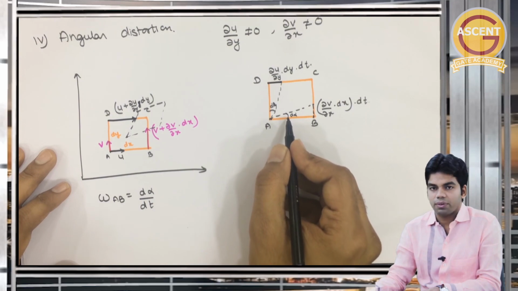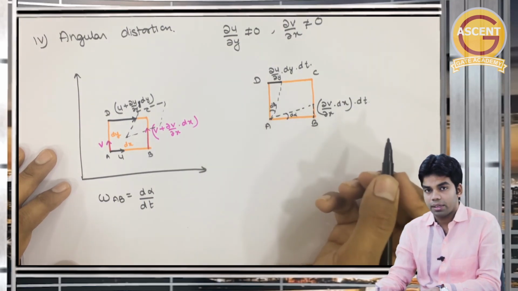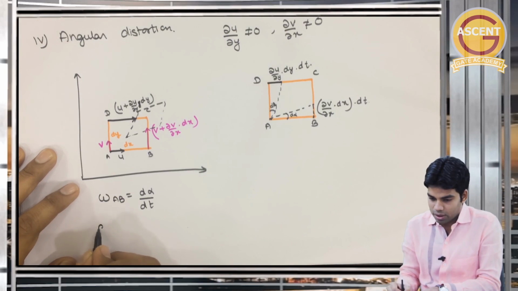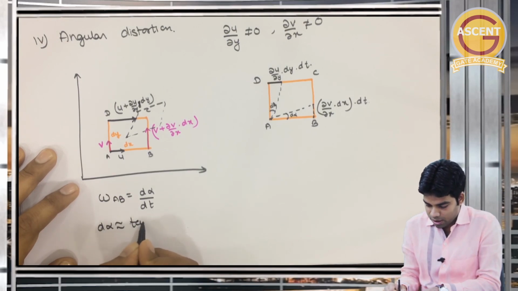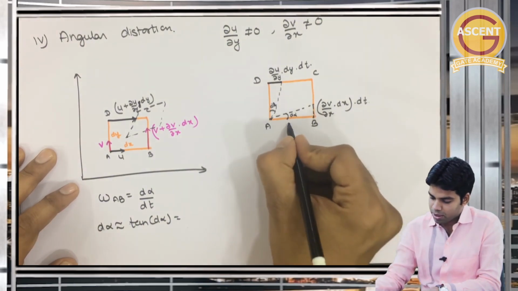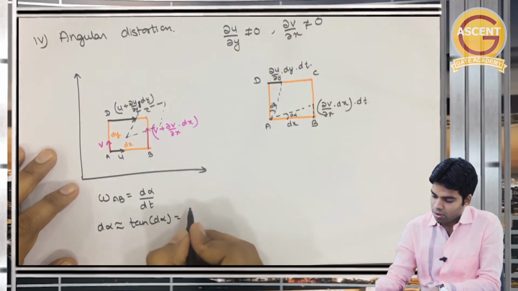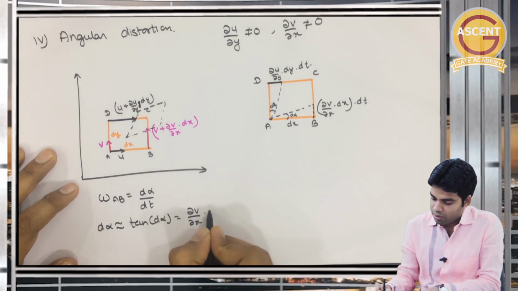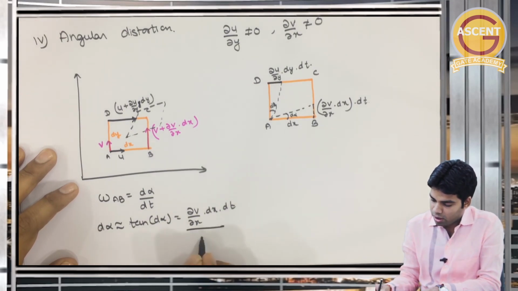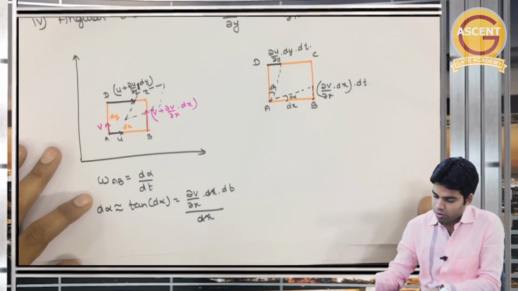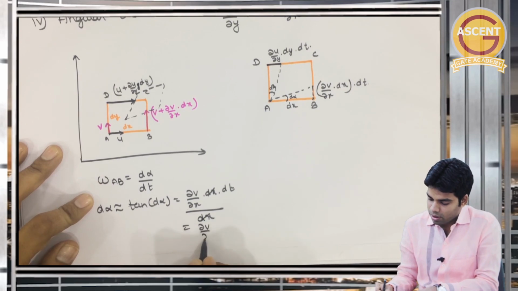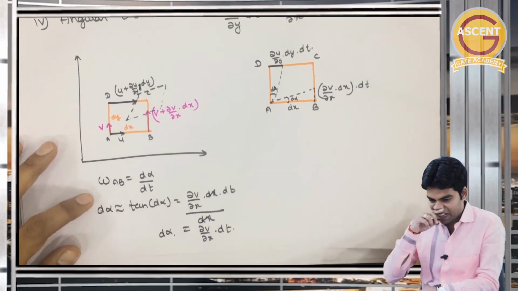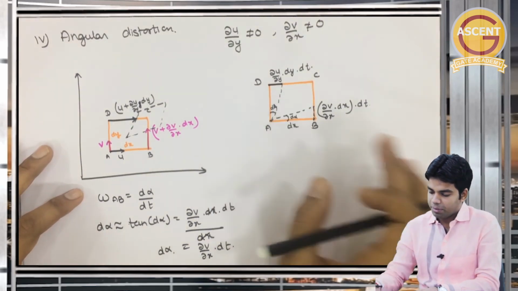Now what is d alpha? Because this angle is very small, d alpha is nearly equal to tan of d alpha, and tan of d alpha is perpendicular upon base. This distance is dx, so we have del v by del x into dx into dt divided by dx. The dx gets cancelled out and we get del v by del x into dt. This is d alpha. Getting this now?